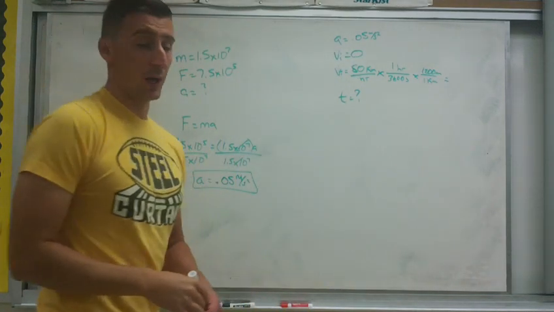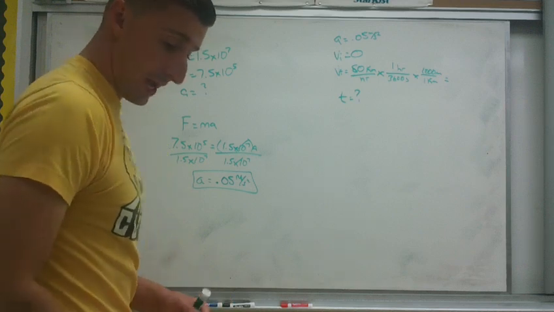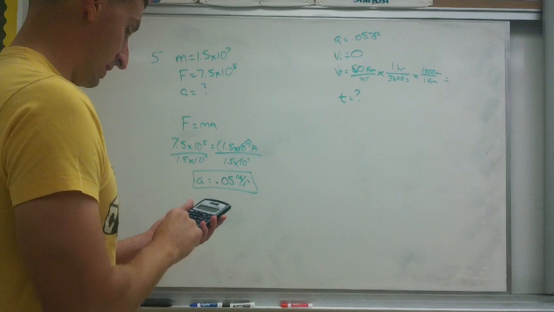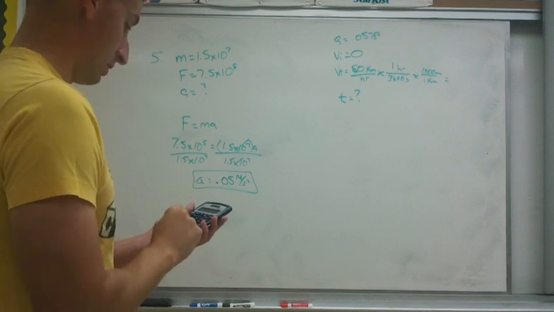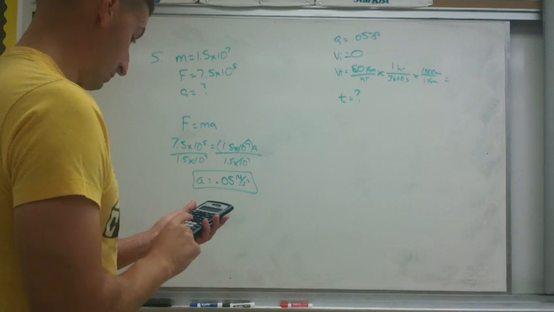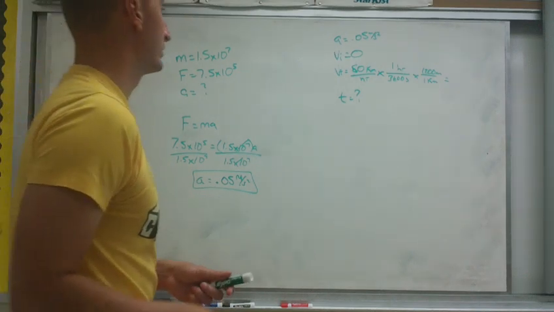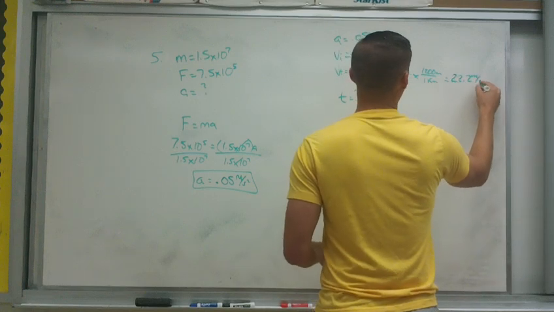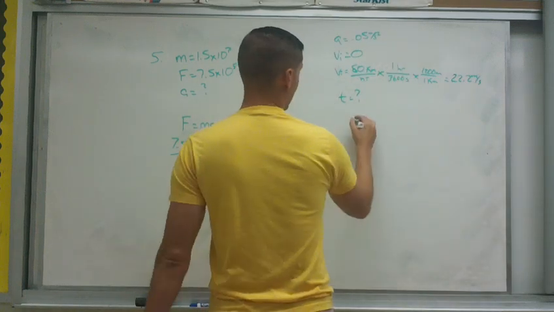Okay? So I go ahead and do that. 80 divided by 3,600 times 1,000 equals 22.2 meters per second. So again, look at my variables. I can use this equation.